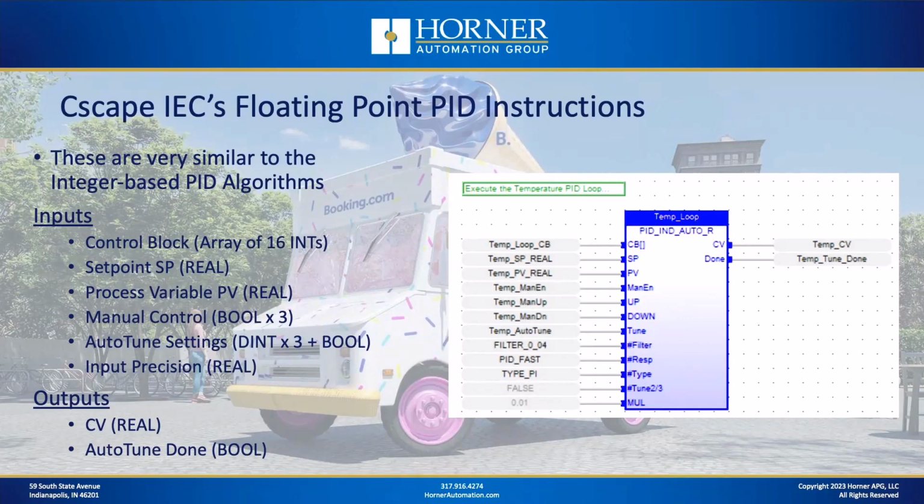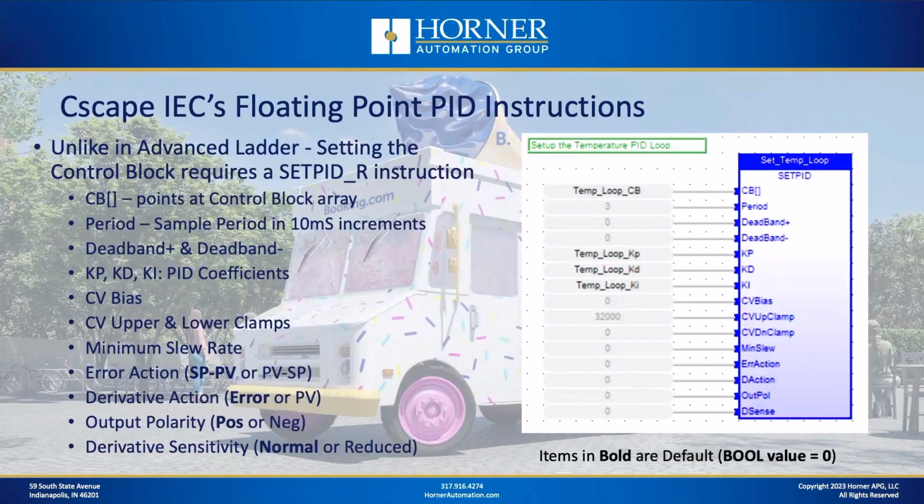Okay, and then the output side, I already mentioned the fact that there's an auto-tune done bit as an output. And then there's also, of course, the control variable, which is a real value, which is the output of the PID loop. Now, one thing that's different about using PID with IEC is that you can't directly write to the control block. Instead, there's another instruction that you use to write to the control block, and it is a set PID instruction. There's a version if you're using an integer version of the PID loop, and there's a version with _R if you're using the floating point version.